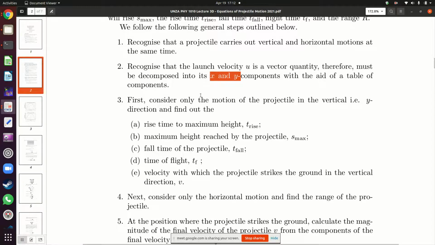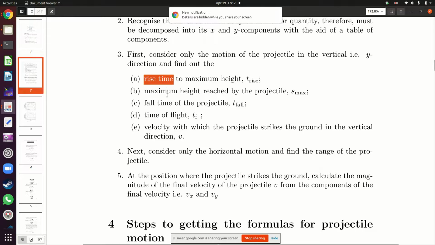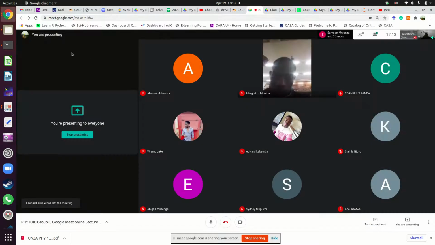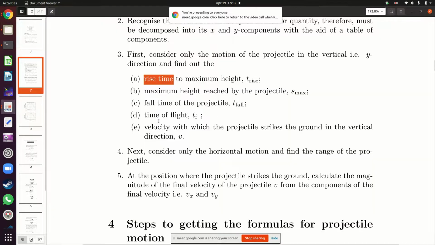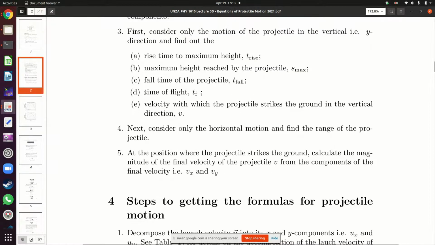So our focus, after we decompose and find out how much the launch velocity is along the x-axis and along the y-axis, will be on finding out how much time it takes your projectile to reach maximum height. That's what we're calling the rise time. And what is the actual maximum height reached by the projectile? That's what we are calling the maximum height. We will also be interested in finding out how much time it takes your projectile to fall from maximum height, and what is the amount of time the projectile was actually in the air, which is called the flight time.